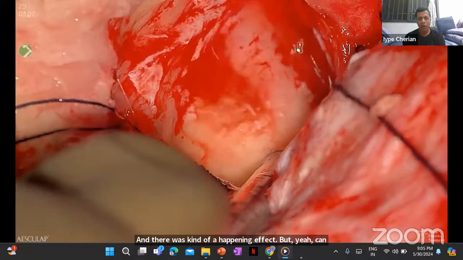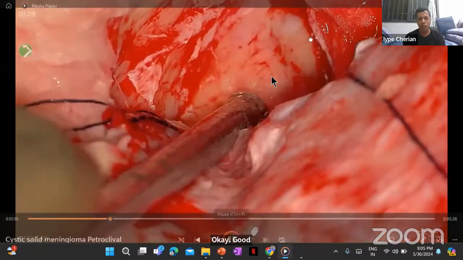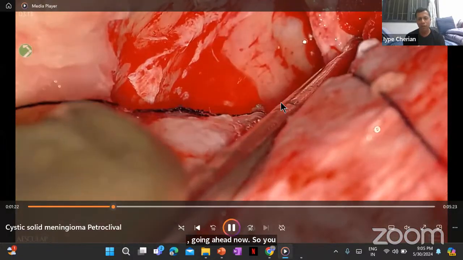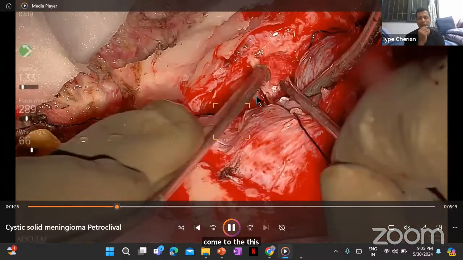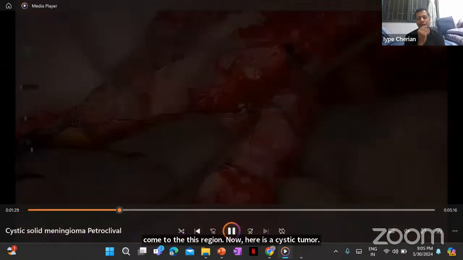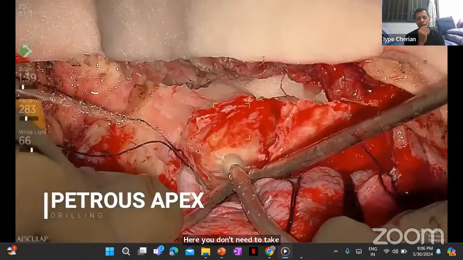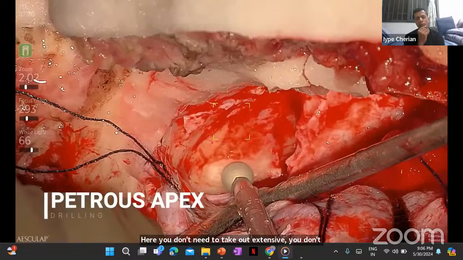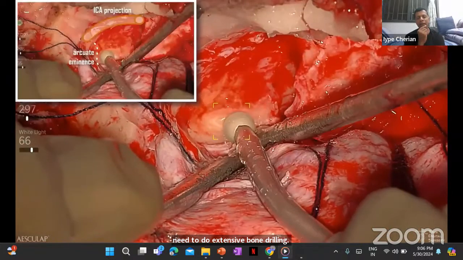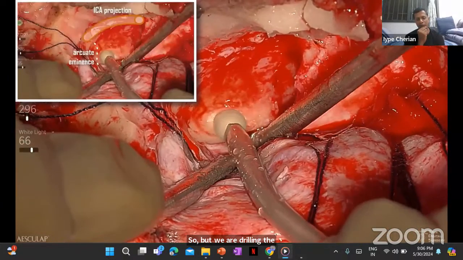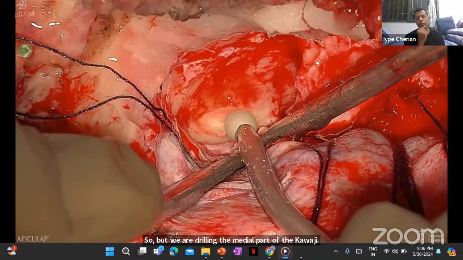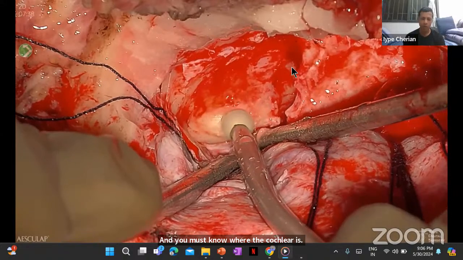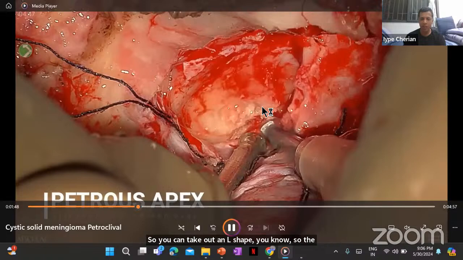Okay. Going ahead now. So you have come to this region. Now, here is a cystic tumor. Here you don't need to do extensive bone drilling. But we are drilling the medial part of the Kawase. And you must know where the cochlea is. So you can take out an L shape. So the cochlea is going to be here. So you can take an L shape here.